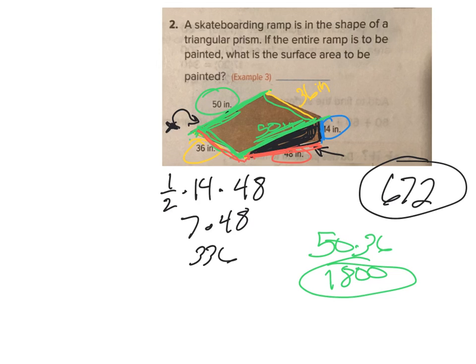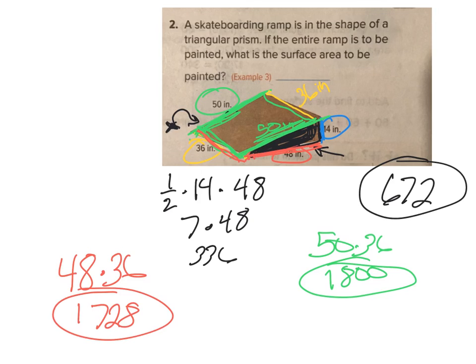The bottom that it's sitting on is 48 times 36. 48 times 36 equals 1,728. Okay, so now the black right here are the 2 sides. The green is this one right here. The red is the underneath.